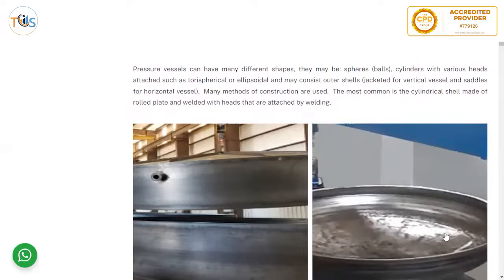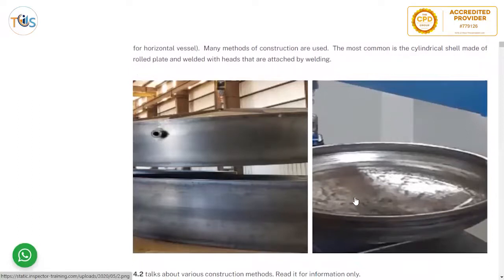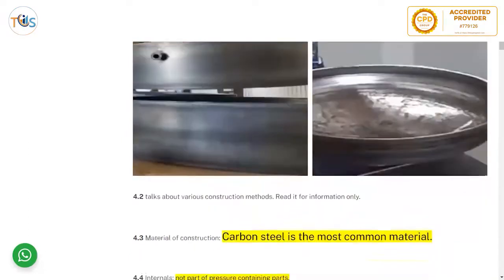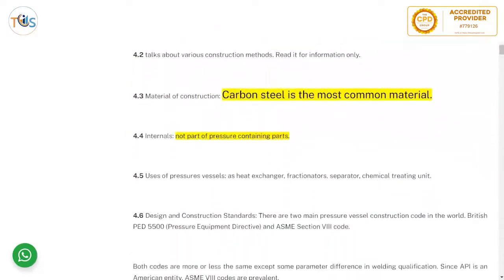So as you can see, the head here is being formed, and then it is welded to the shell here. There might be several shell courses, and the shell is made by rolling the plates and then welding them with a longitudinal butt weld. 4.2 talks about various construction methods. Read it for information only.